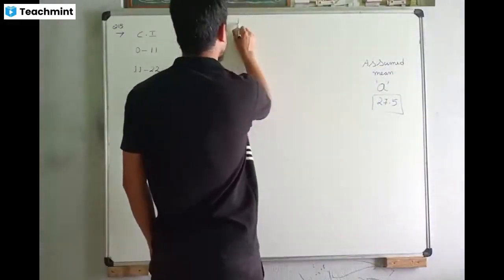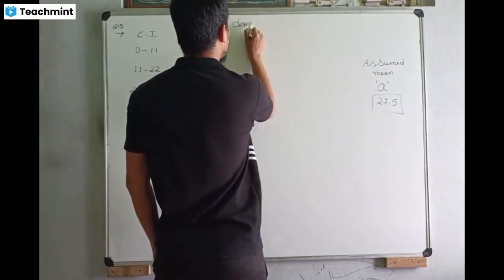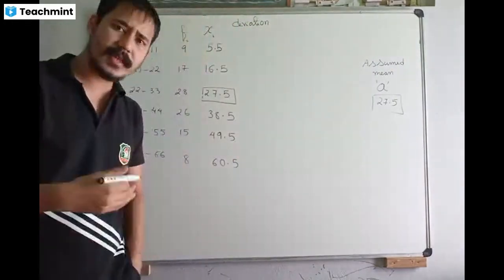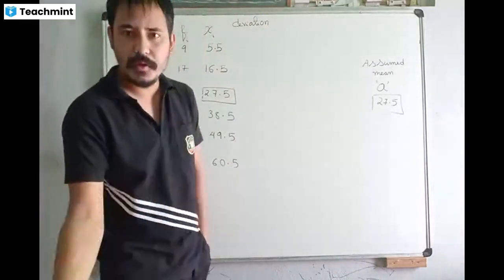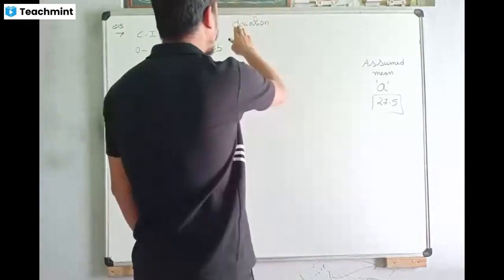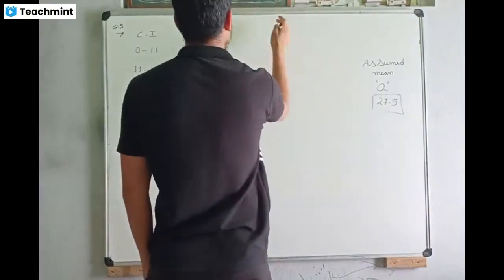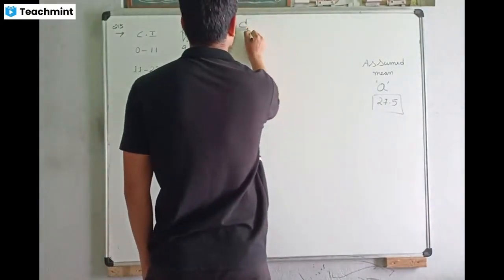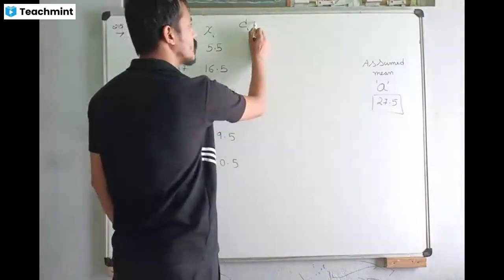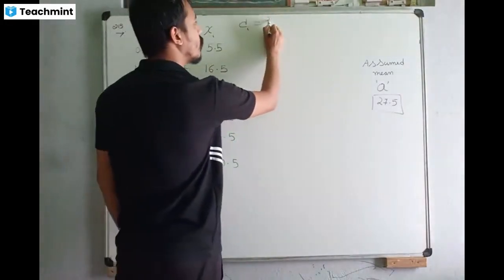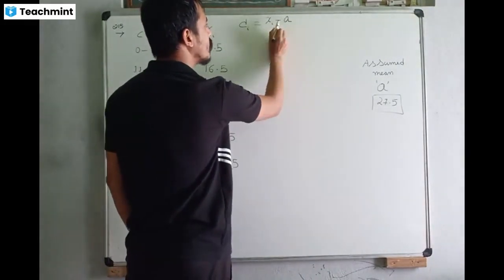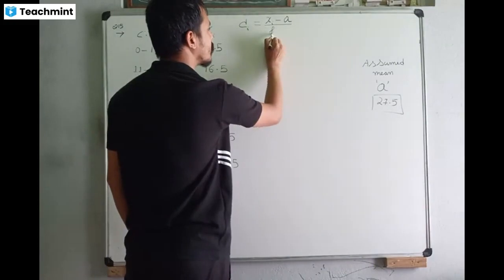So the next thing is we need to find out deviation. D-E-V-I-A-T-I-O-N. Sometimes we denote it by di, sometimes by ui. You can take any of these. We have to find the deviation, which we denote by di. The formula for finding the deviation is xi minus the assumed mean, divided by h.